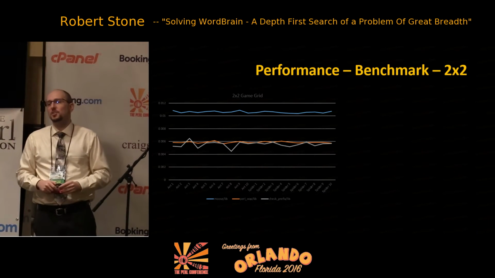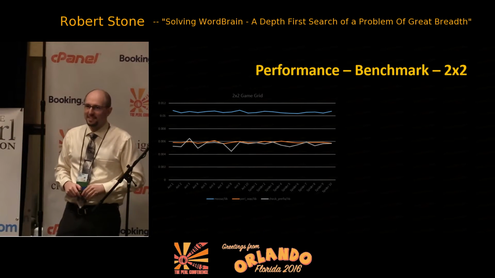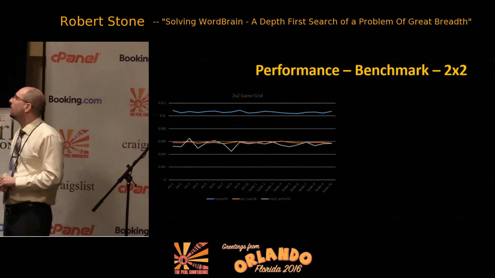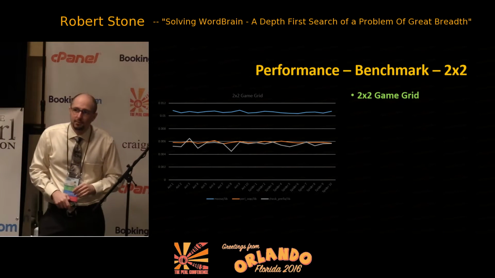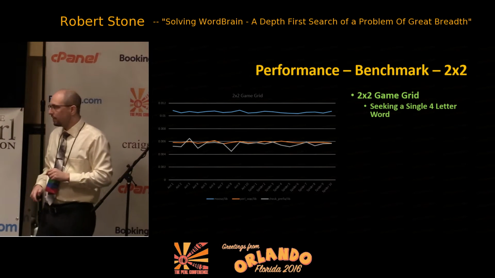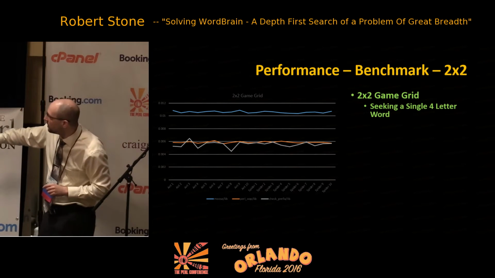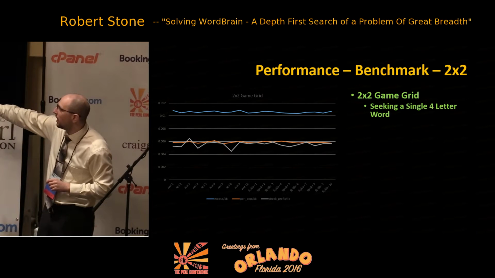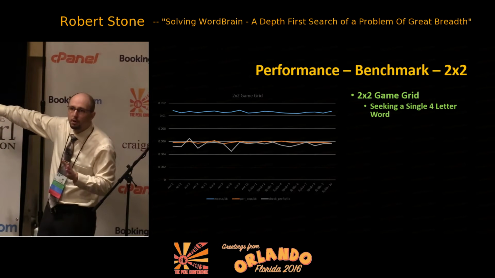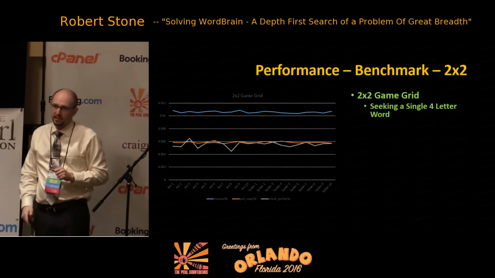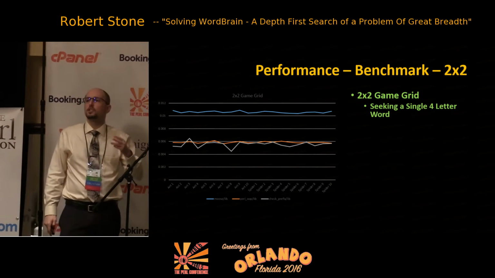Now for the part that I'm sure you guys have been really waiting for, the actual benchmark stats. Yeah, they're kind of readable. This is the 2x2 game grid, and in the 2x2 game grid, we're seeking a single 4-letter word. Before we get any farther, I just want to let you see, this is the Moose version, this blue line. The orange line is the pure Perl, or the Perl OOP. And then this gray line is the check prefix version. So we have all 3 versions up there.